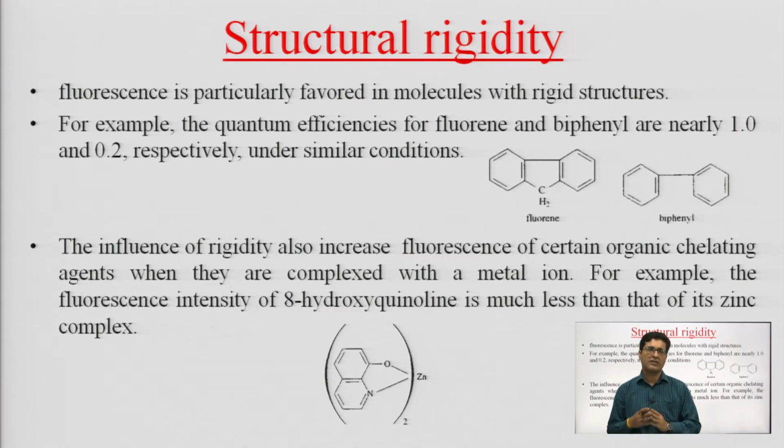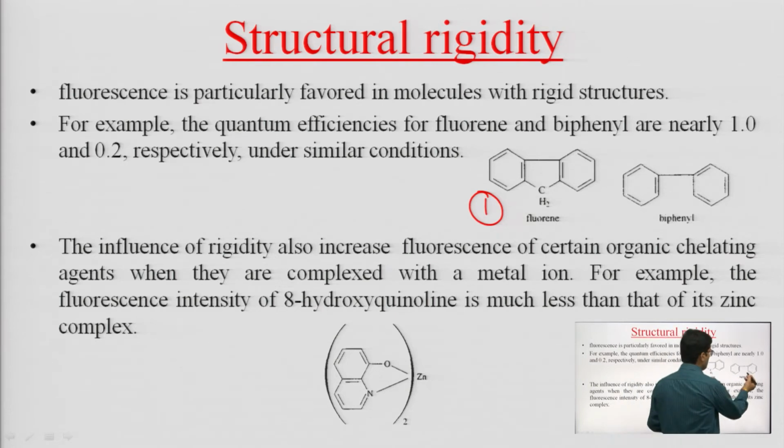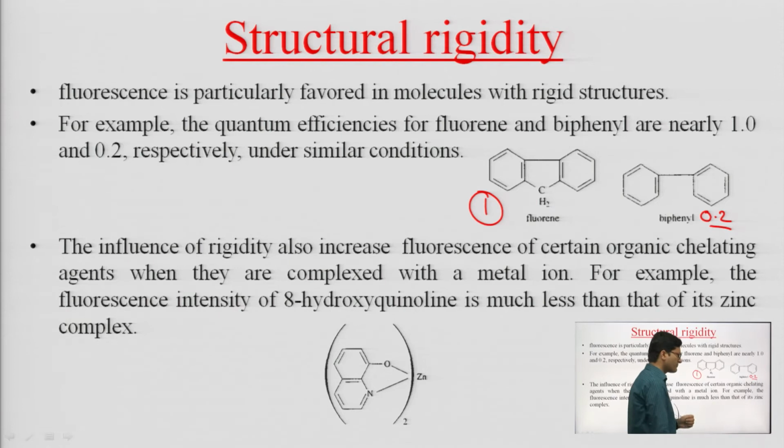Then we have structural rigidity. Rigidity generally increases the fluorescence. So, the fluorescence is particularly favored in molecules with rigid structures. For example, the quantum efficiencies of fluorene and biphenyl are nearly 1 and 0.2. So, its fluorescence intensity is around 1, whereas for biphenyl its fluorescence intensity is 0.2.